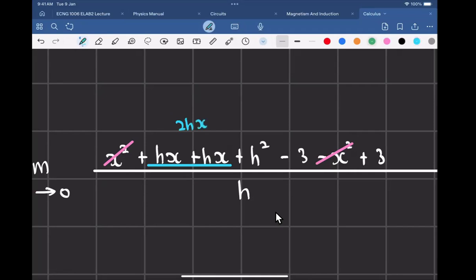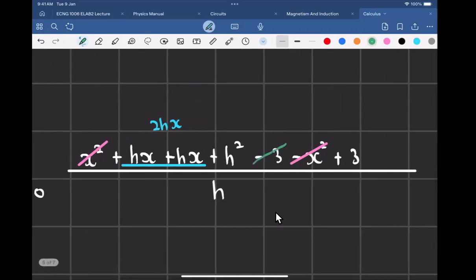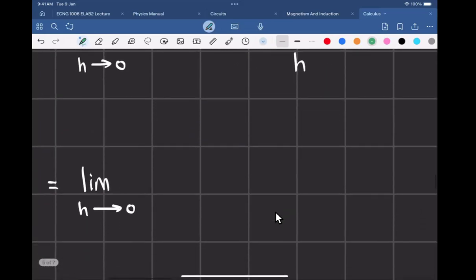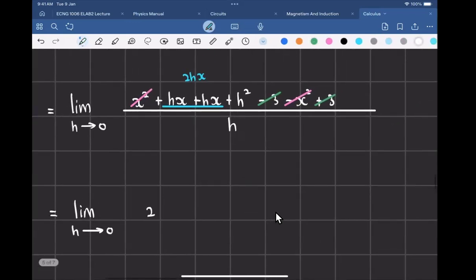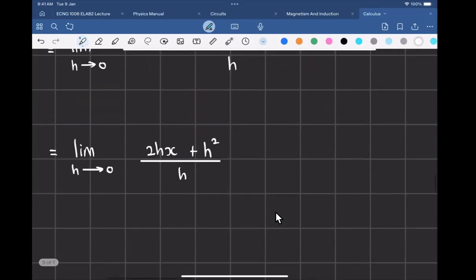Do you see any other like terms? The minus 3 and the positive 3 cancel. So it will just be 2hx plus h squared over h. That's correct. And what is the next step?